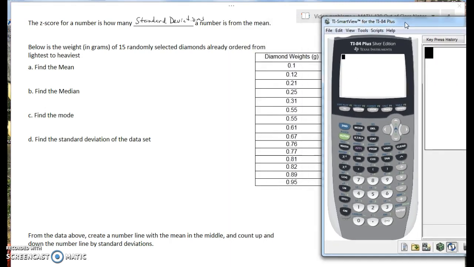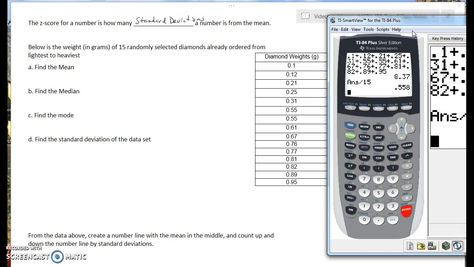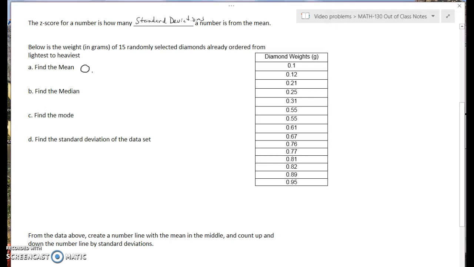I'm going to move it over to the side, and we're going to add these numbers up. All right, so we are entering those numbers in, and then we hit enter, and then we're going to divide that by 15, since we have 15 diamonds. So we can see that the mean value is 0.558.